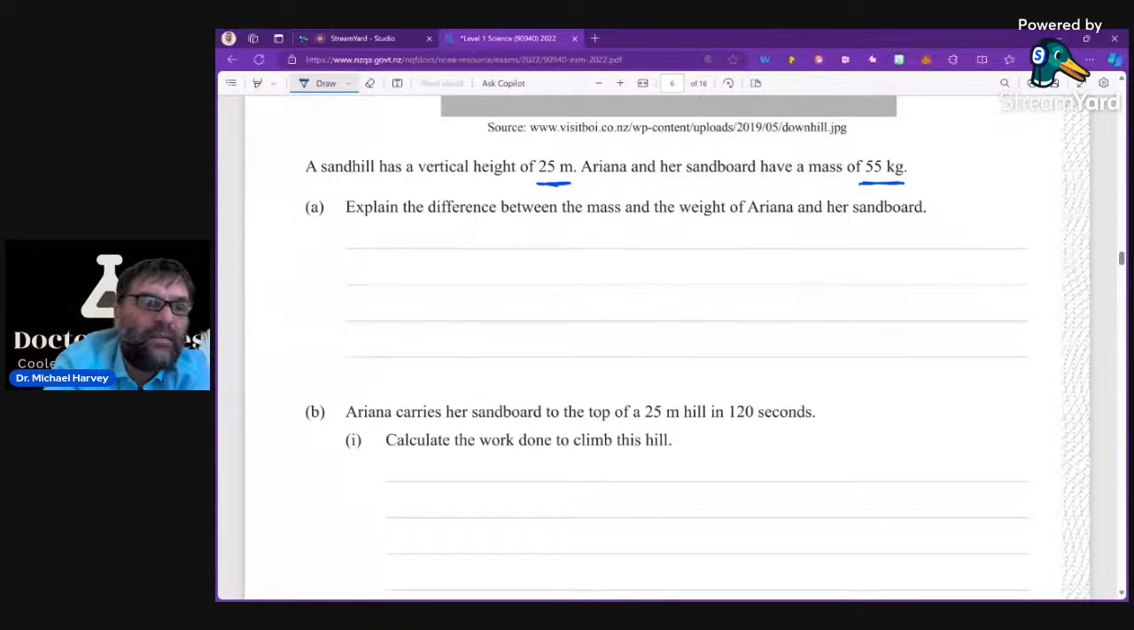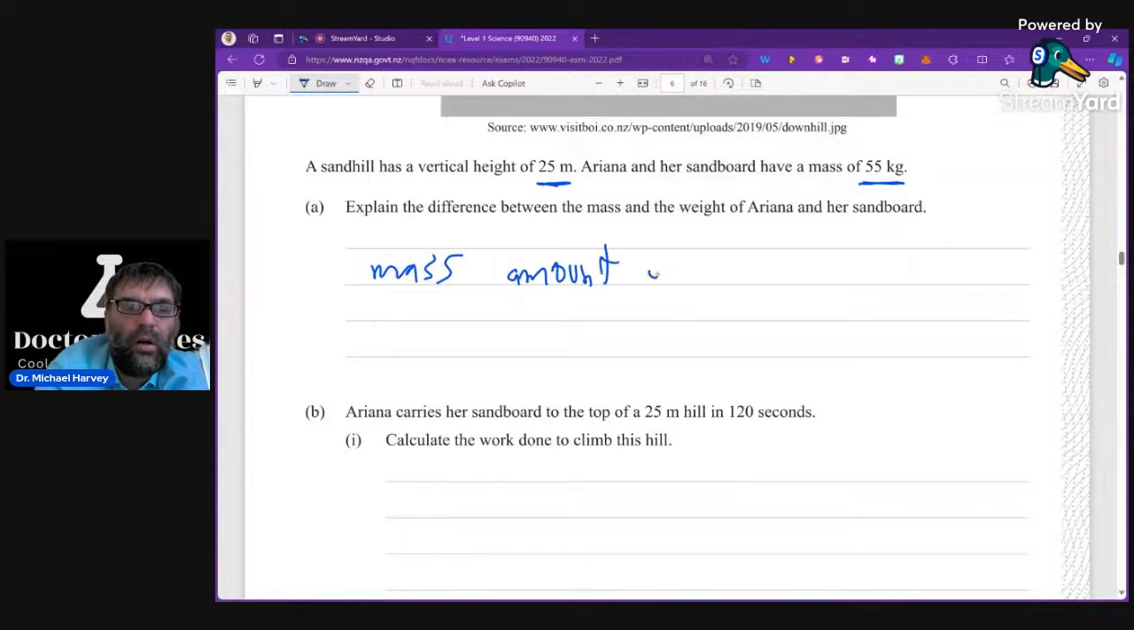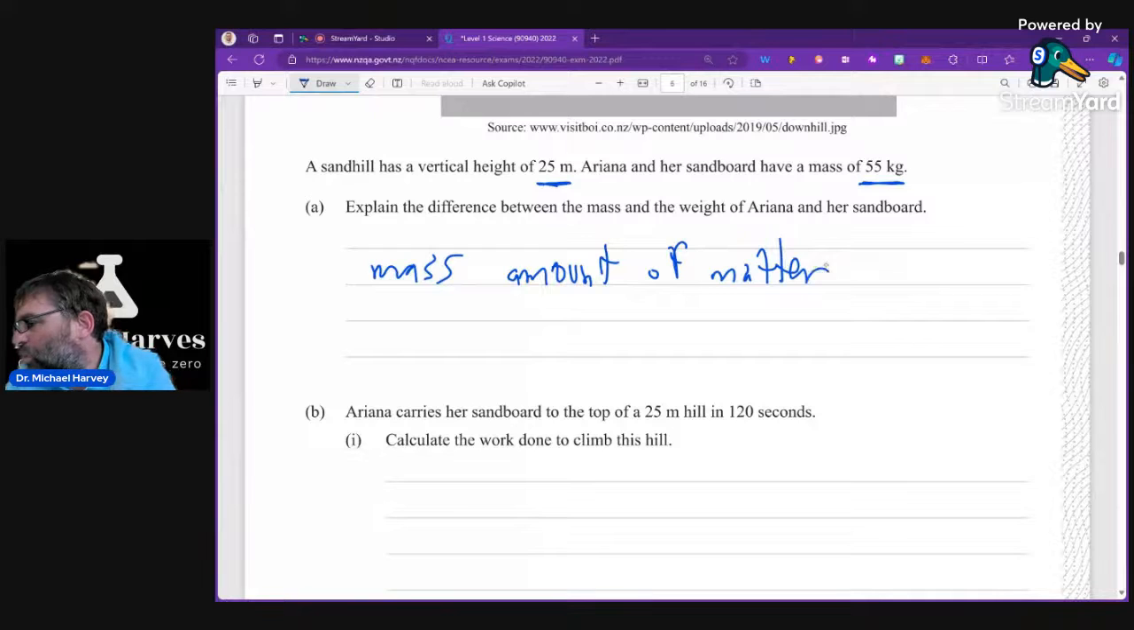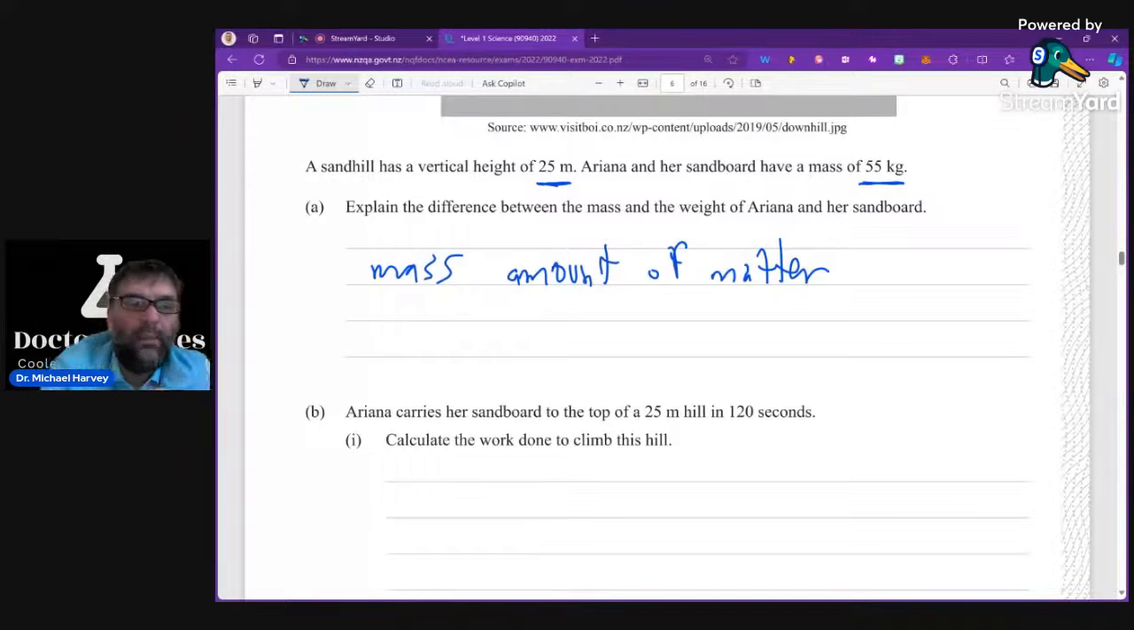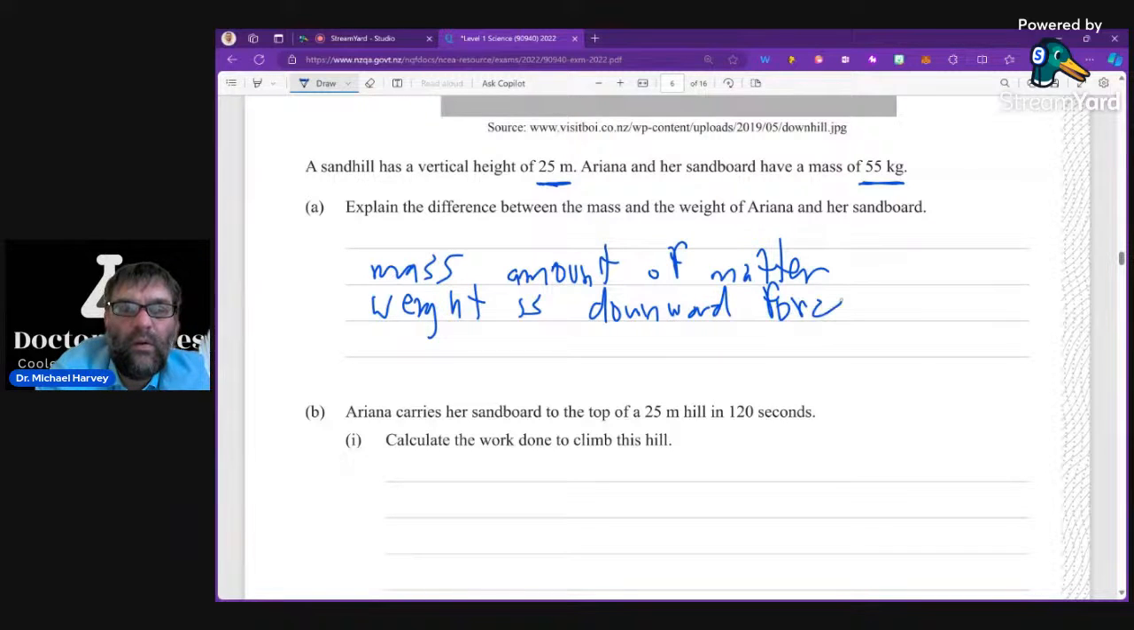Okay, so mass is just basically the amount of matter. Okay, that's pretty much all it is. It's just the amount of matter in Ariana and her sandboard. Whereas weight is the downward force due to gravity, I think would be the best way to say that.